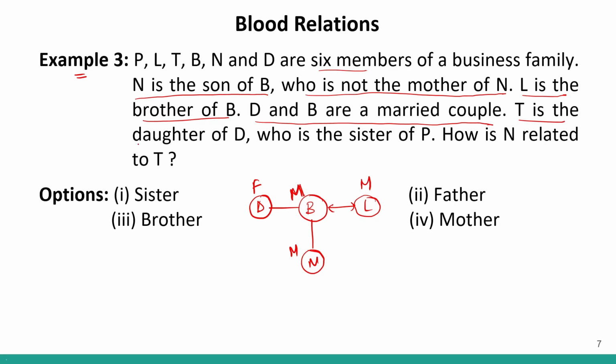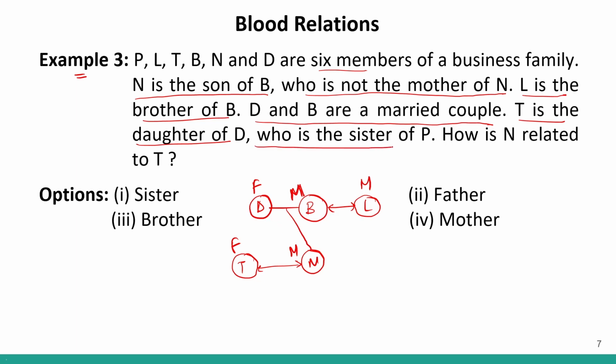T is the daughter of D. So D and B already have a son N, and they also have a daughter whose name is T. So T is the daughter. That means T will be female.